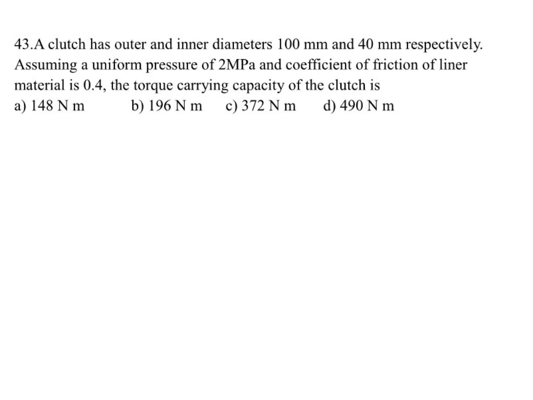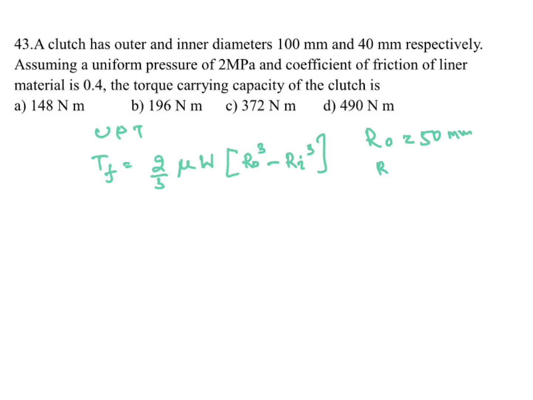A clutch has outer and inner diameters 100 mm and 40 mm respectively. Assuming a uniform pressure of 2 MPa and coefficient of friction of lining material 0.4, the torque carrying capacity of the clutch is? Uniform pressure theory, UPT. Torque carrying capacity is 2/3 μW into (Ro cubed minus Ri cubed) divided by (Ro squared minus Ri squared). So Ro is 50 mm.